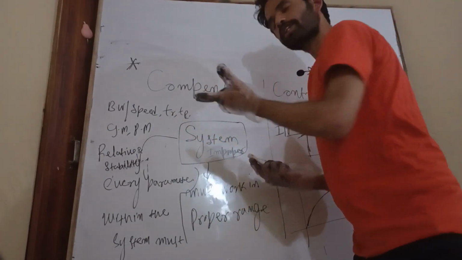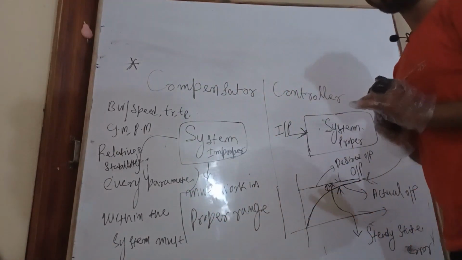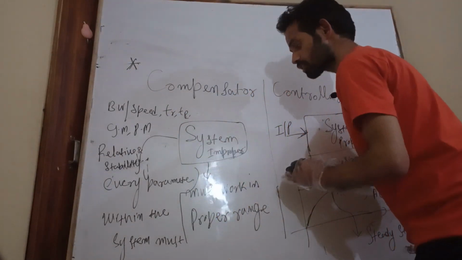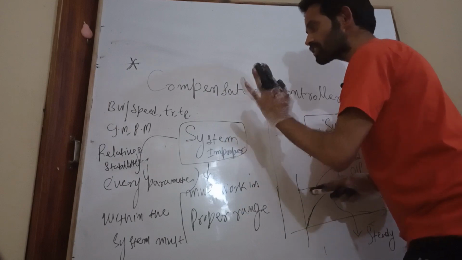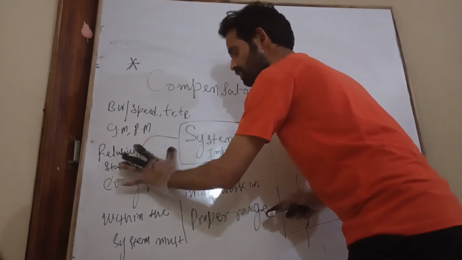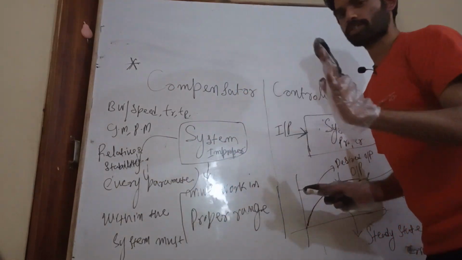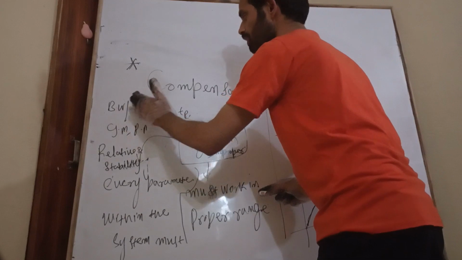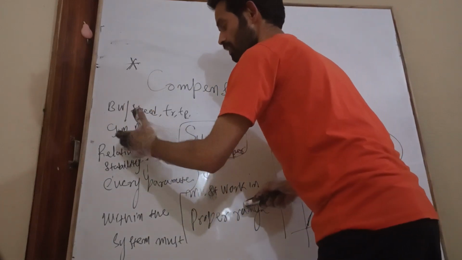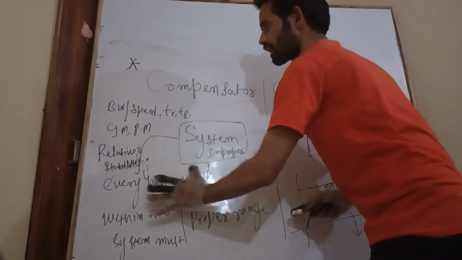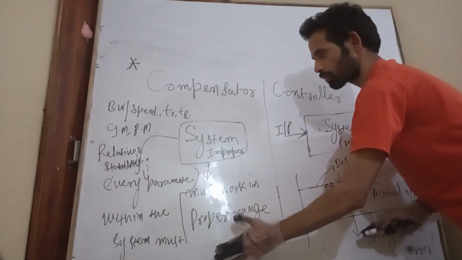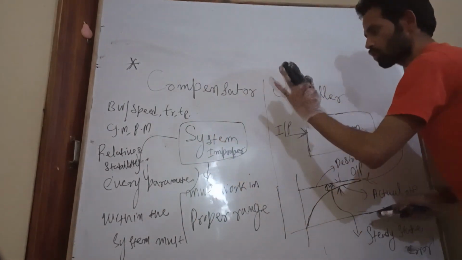Now it is clear that the compensator is required to make the system proper, in such a way that whatever parameters are present within the system must work in the proper range. What are those parameters? Like bandwidth, speed, rise time, peak time, gain margin, phase margin, and relative stability. These parameters within the system must work in the proper range. Once they do, our system is proper.